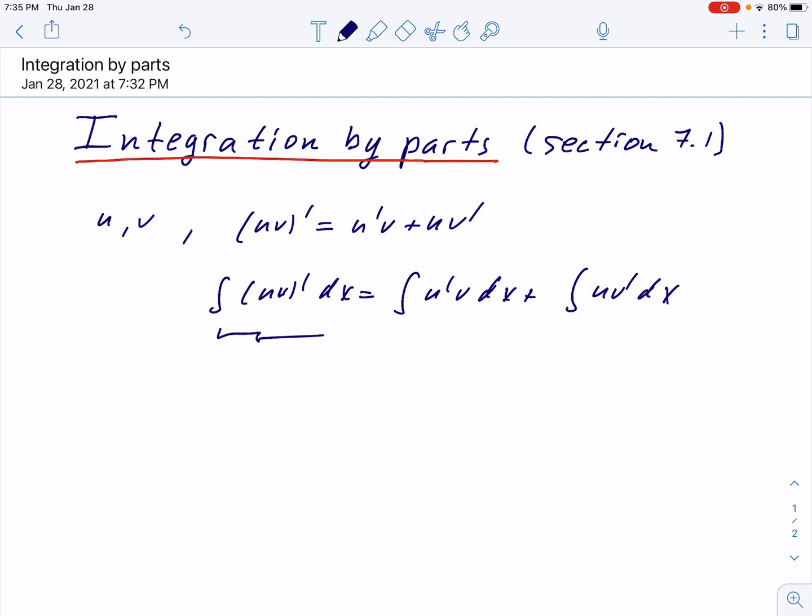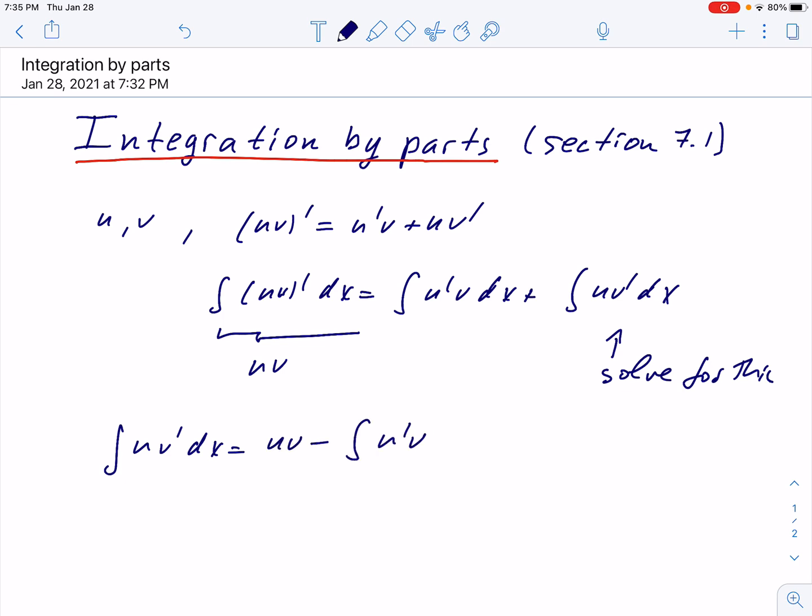On the left side, integrating the derivative, you get just uv. And then we solve for uv prime. Solve for this term. And we can write now integral u v prime dx equals uv minus integral u prime v dx. Well, what you see here is the formula for integration by parts. Let's put it in green, very important formula.